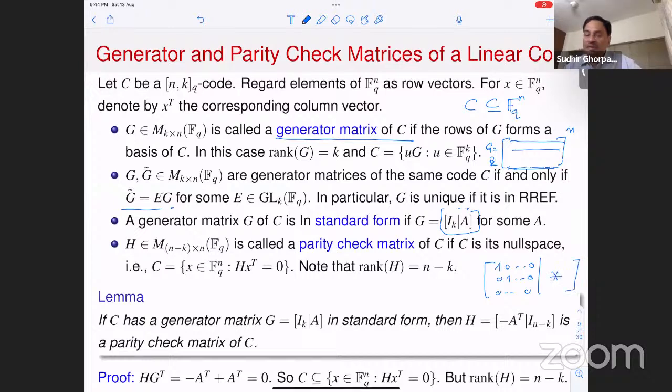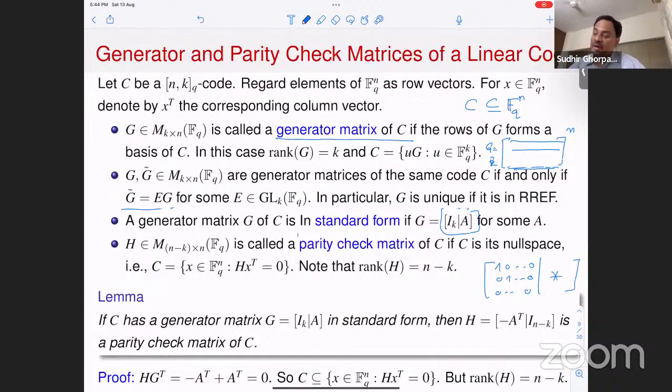Okay, it's a k cross n matrix, k less than or equal to n. So identity matrix and some k cross n minus k random matrix on the right. Okay, that's called a generator matrix in standard form. You can't always do that, but when you can do that, it's particularly nice.